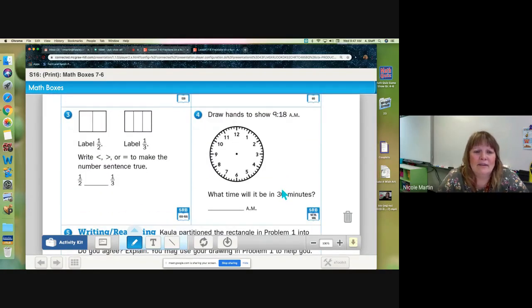Moving on to number 3, we need to label a half. We need to label a third. And then you need to tell me which one is greater. Where does the alligator mouth want to point? Is third greater? Is half greater? Or are they the same? I don't know. That's what you get to figure out today.